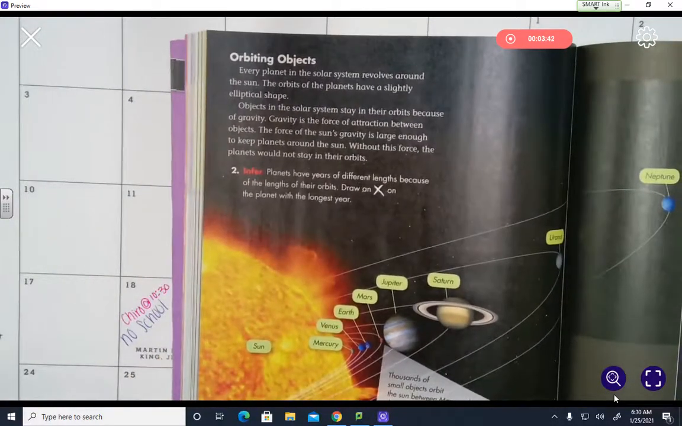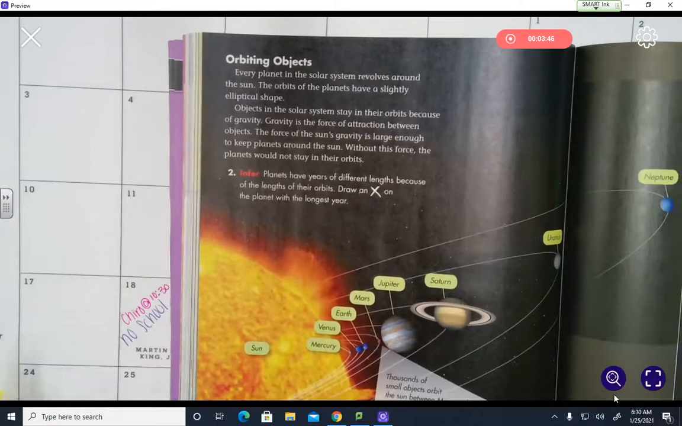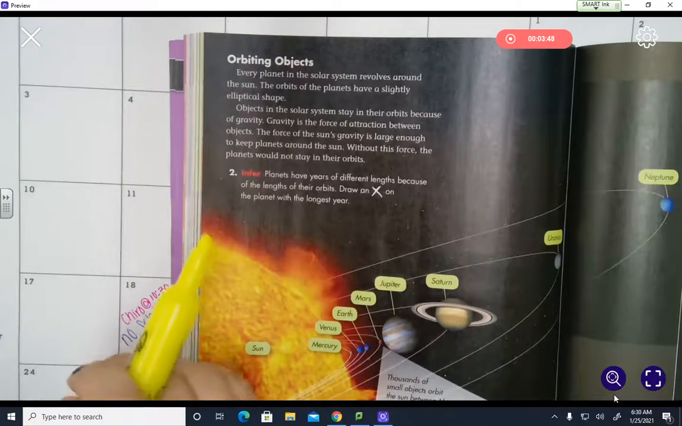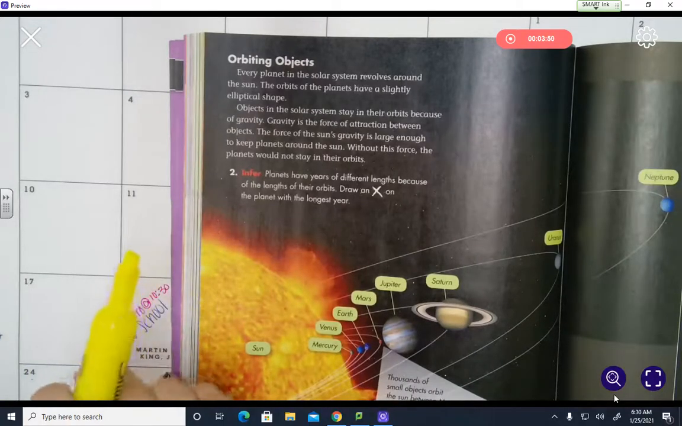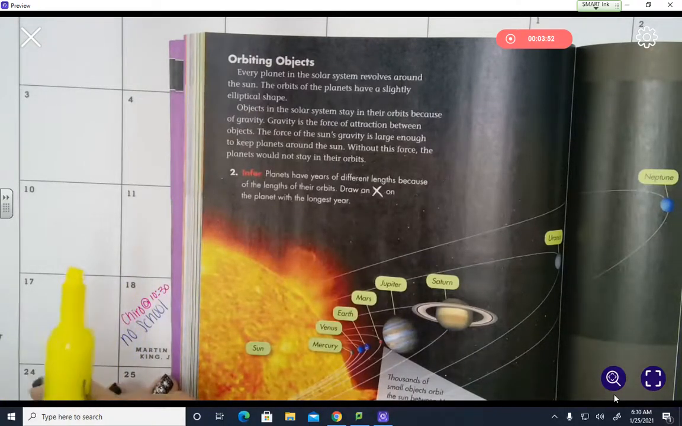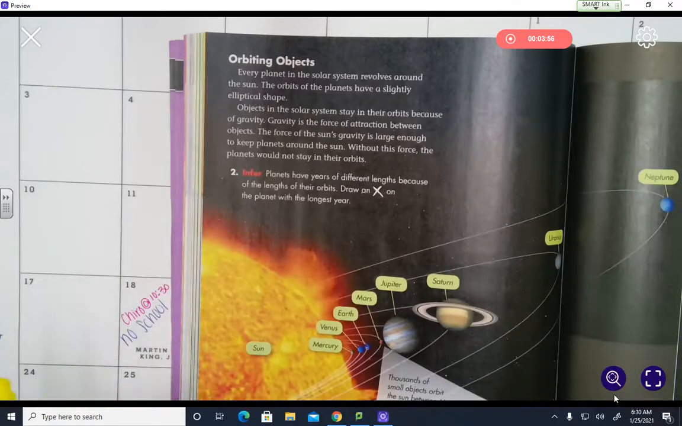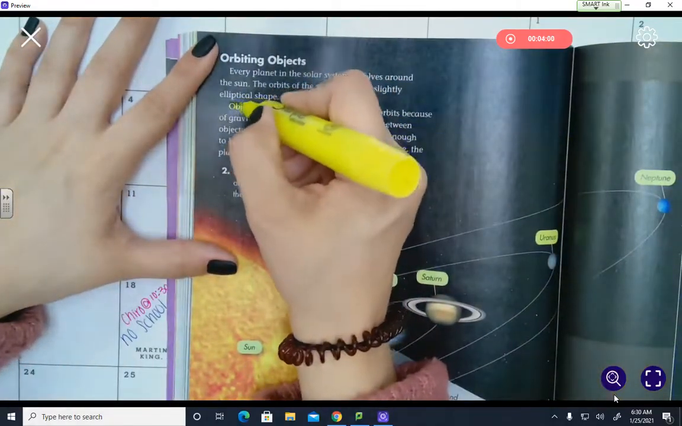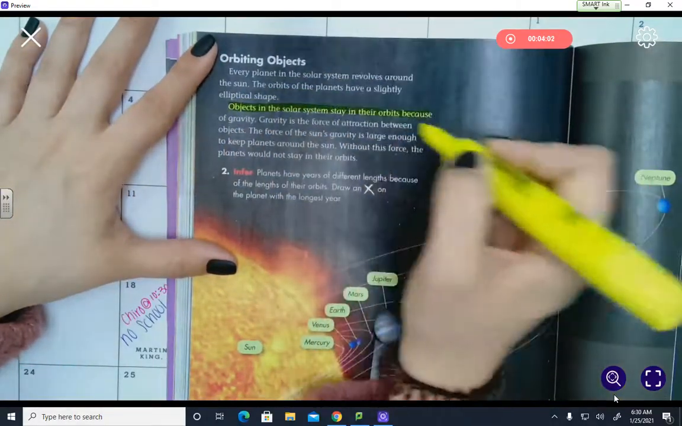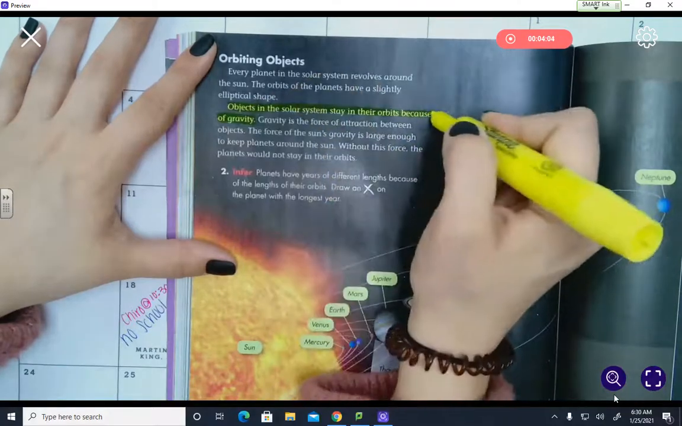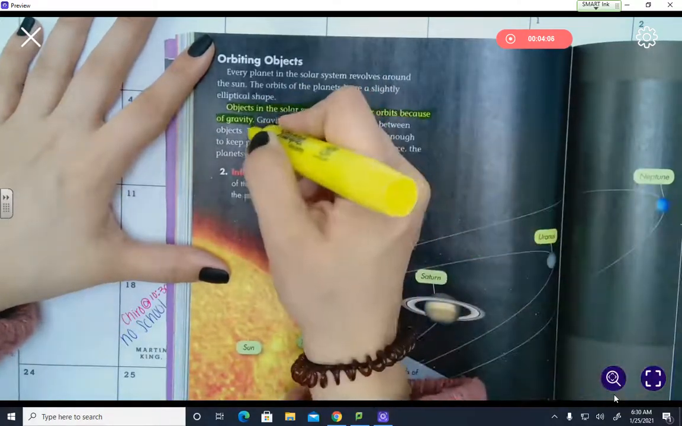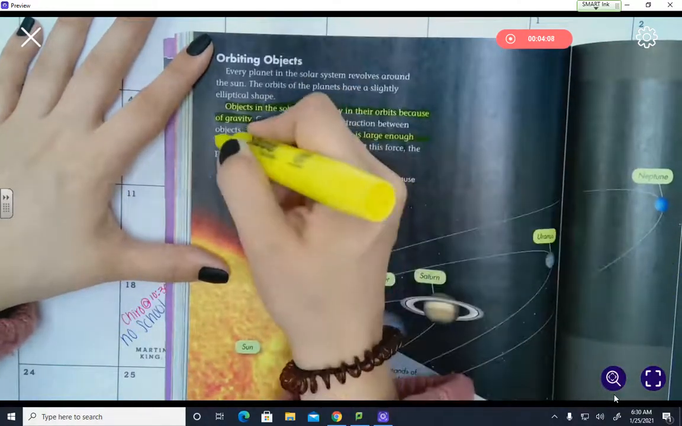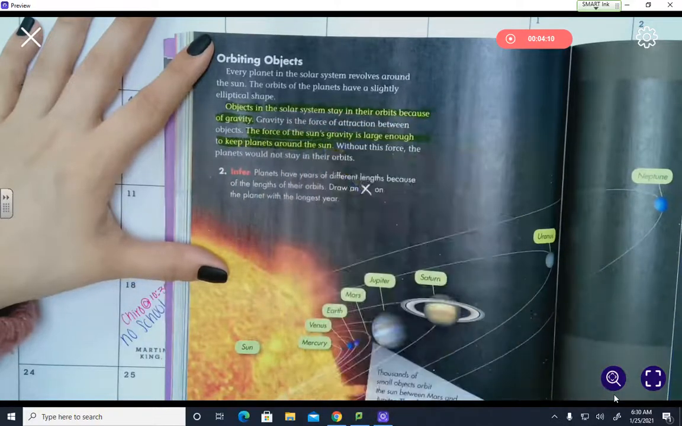Awesome. So objects in the solar system stay in their orbits because of gravity. Gravity is the force of attraction between objects. The force of the sun's gravity is large enough to keep planets around the sun. Without this force, the planets would not stay in their orbit. So I want you to highlight objects in the solar system stay in their orbit because of gravity. The force of the sun's gravity is large enough to keep planets around the sun.